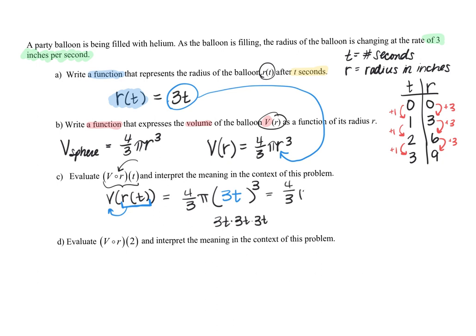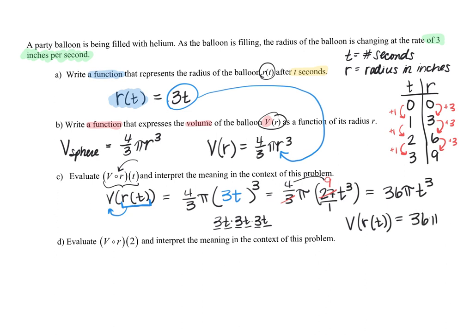So we'll have 4/3 pi. 3 times 3 times 3 is 27. And then t times t times t is t cubed. Let's keep simplifying. This is really 27 divided by 1. So we know that 3 divides into 27 9 times. And we'll leave this in exact form. So 4 times 9 is 36. So that would give me 36 pi t cubed. In other words, V of R of T is equal to 36 pi t cubed.